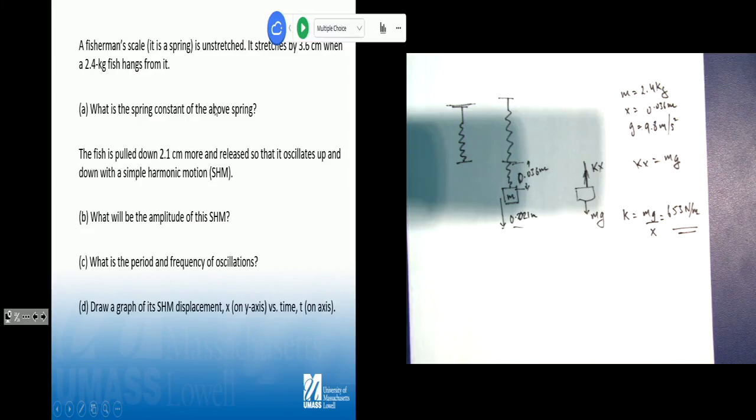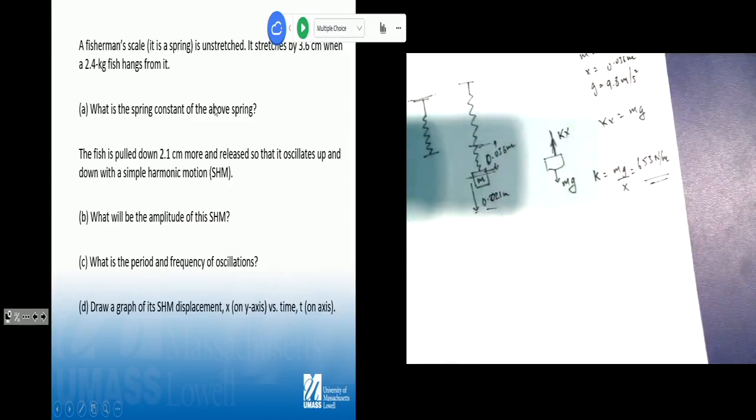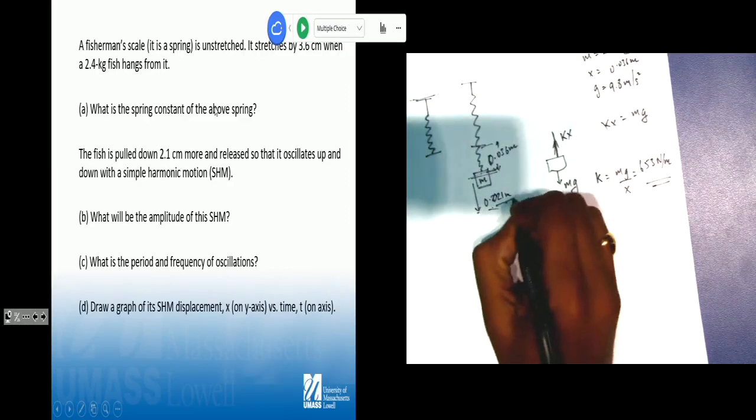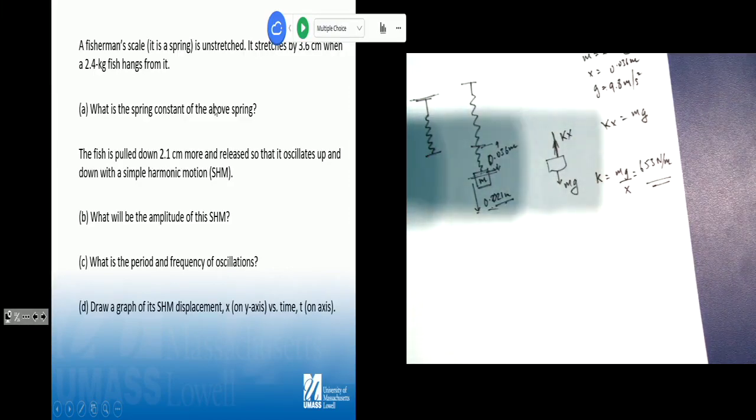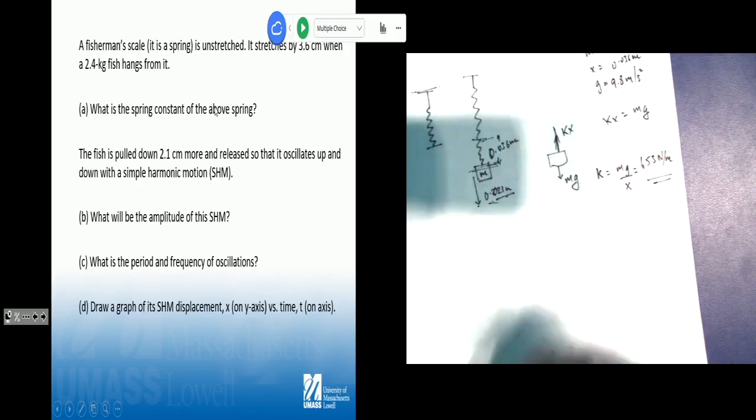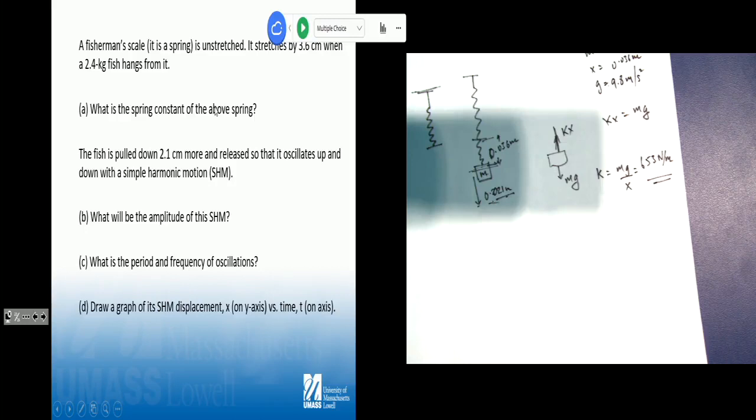Everyone with me? Now, what is the amplitude of the oscillation? Is it 3.6 plus 2.1? No, it is just 2.1, right? Because the amplitude is defined as the maximum displacement from equilibrium. Equilibrium for this system is right here, and the displacement from it is 0.021 meters, which means the amplitude is 0.021 meters. So it will oscillate back and forth about this position with that amplitude. The amplitude of the SHM will be 0.021 meters.